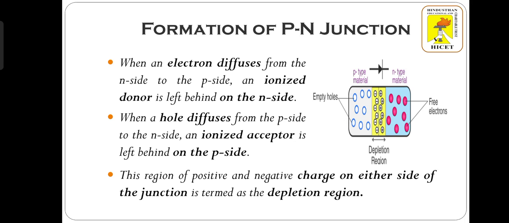When the holes diffuse from the p side to the n side, they will leave an ionized acceptor on the p side. The acceptor is nothing but the negative ions which will remain in the p side. This region of positive and negative charge on either side of the junction is termed the depletion layer or depletion region.